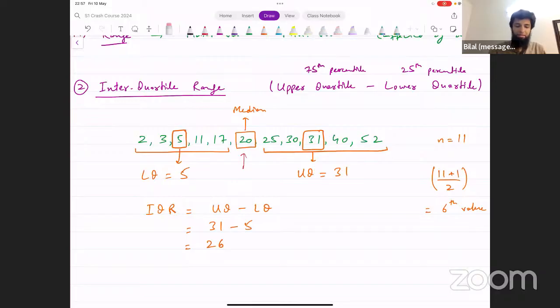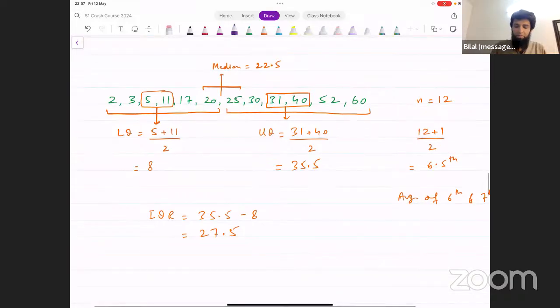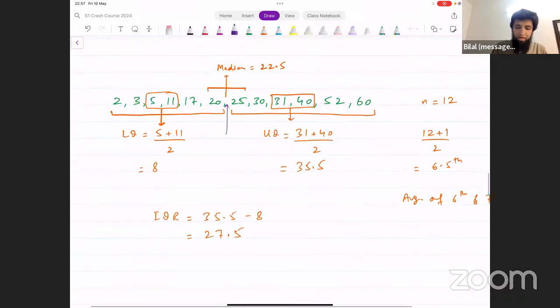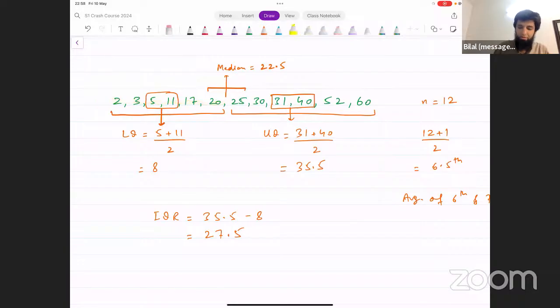If you have an even number of values, the median is going to be the average of 20 and 25. So the median is 22.5. The data on the left side would, in that case, be from 2 to 20, all of these values. And the data on the right side would be 25 to 60. Find the median of these two halves of the data. Median of the left side is going to give you the lower quartile. Median of the right side is going to give you the upper quartile.